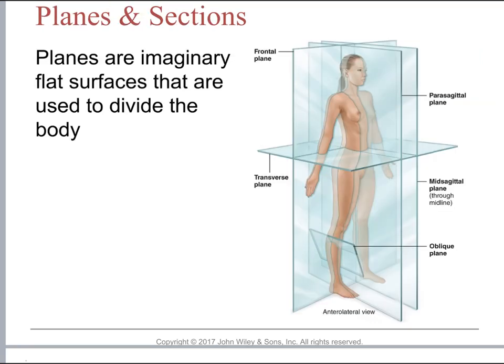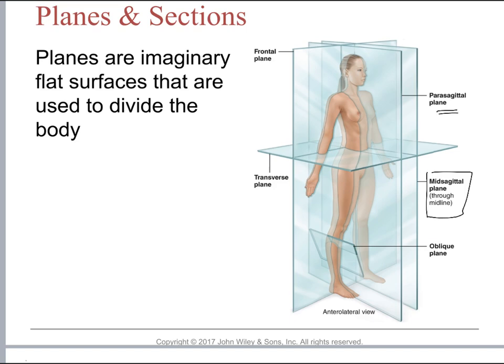Planes and sections. How do we cut the body? Planes are imaginary flat surfaces that are used to divide the body. So for example, if we take the body and cut it directly down the center, splitting it into equal left and right halves, this will give us a specific mid-sagittal plane. Notice I said equal left and right halves. It goes to the midline of the body. Any plane or cut parallel to that cut is called the parasagittal cut.